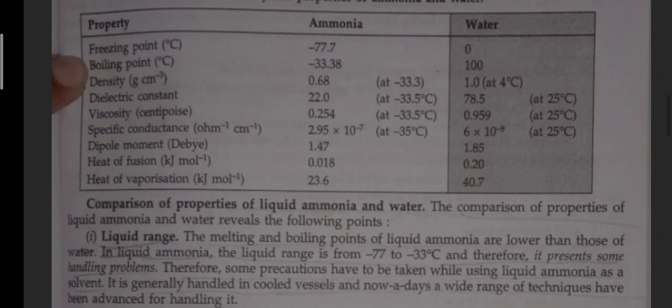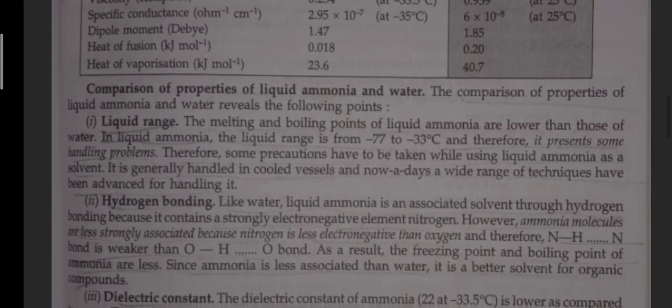Properties like freezing point, boiling point, density, dielectric constant, viscosity, specific conductance, dipole moment, heat of fusion, heat of vaporization, etc. Comparison of properties of liquid ammonia and water. First, liquid range. The melting and boiling point of liquid ammonia are lower than those of water. In liquid ammonia, the liquid range is from -77 to -33 degrees Celsius, and therefore it presents some handling problems. Therefore, some precautions have to be taken while using liquid ammonia as a solvent.